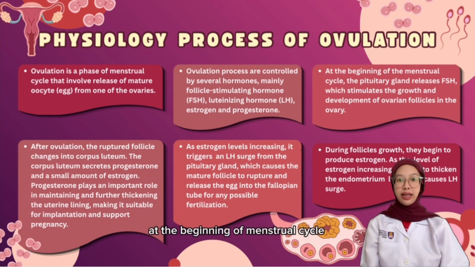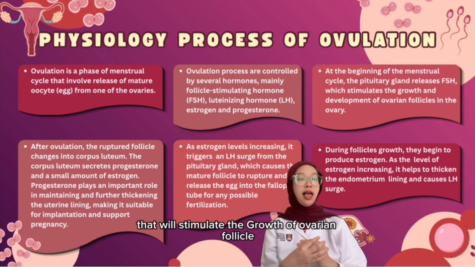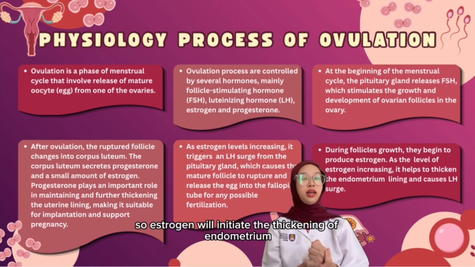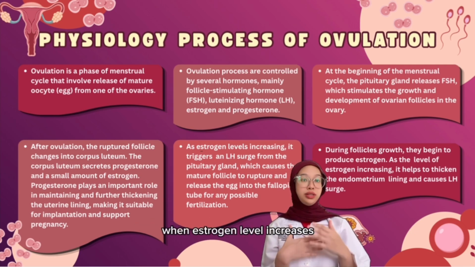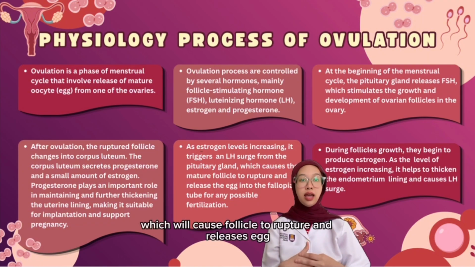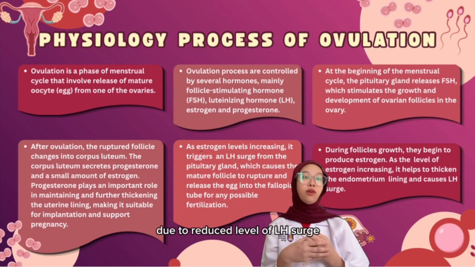At the beginning of the menstrual cycle, the pituitary gland will release FSH that will stimulate the growth of the ovarian follicle. As the follicle grows, it begins to secrete more estrogen. So estrogen will initiate the thickening of the endometrium. When the estrogen level increases, it will trigger LH, which will cause the follicle to rupture and release the egg. Based on the case, it shows the inconsistent ovulation pattern occurs due to a reduced level of LH.